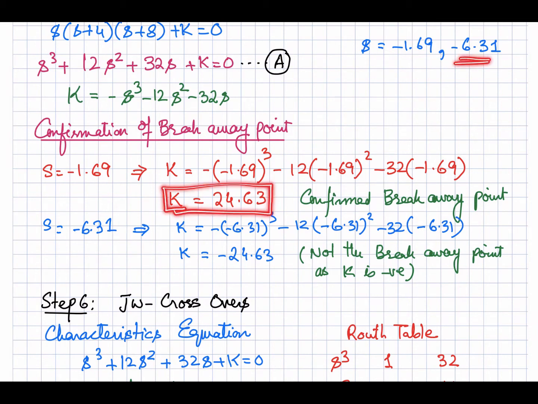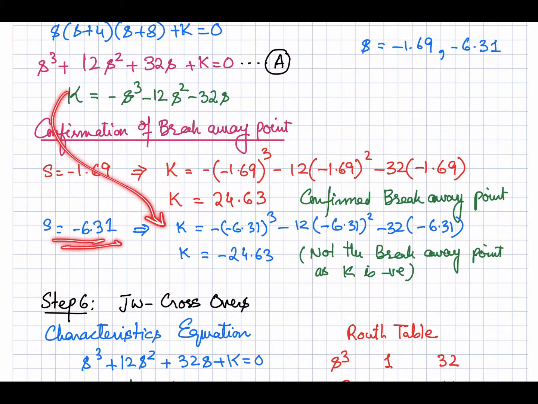Now if we take the second value of s, that is minus 6.31, and use it in the same expression of K, replacing s with minus 6.31, if we simplify we will get minus 24.63. So it is not the breakaway point as K is negative. So breakaway will occur at s equal to minus 1.69.